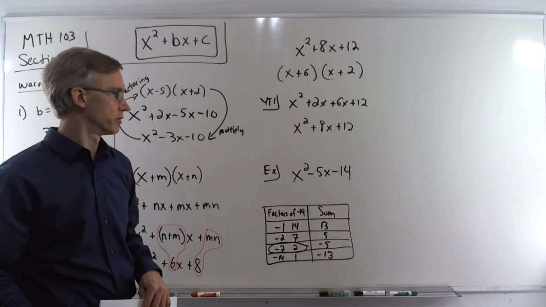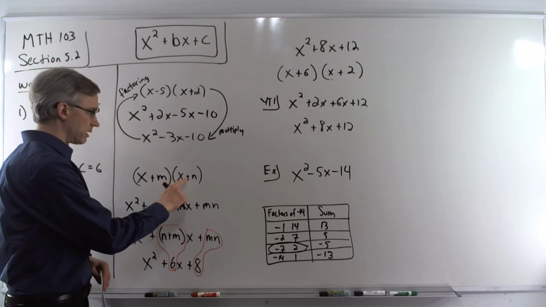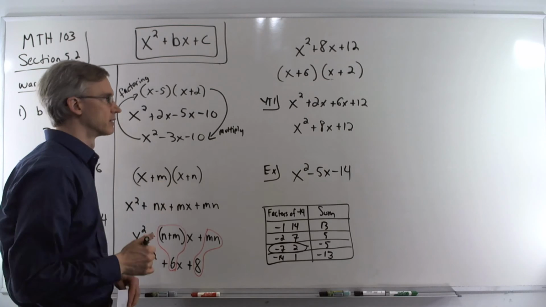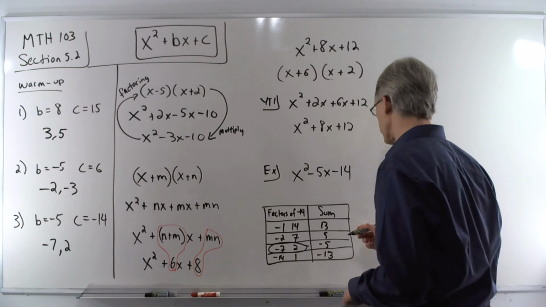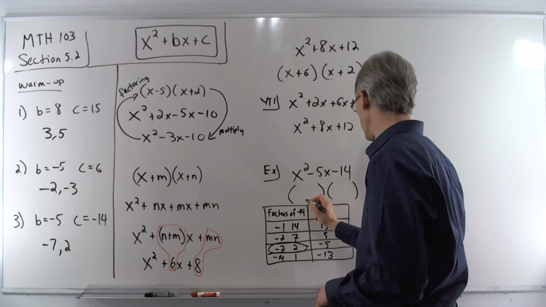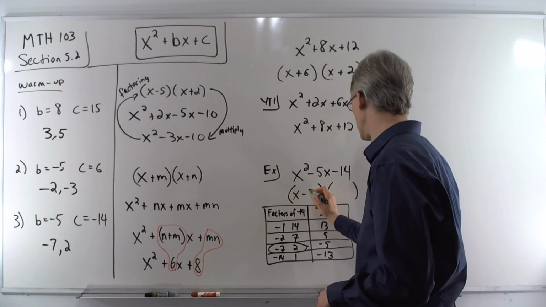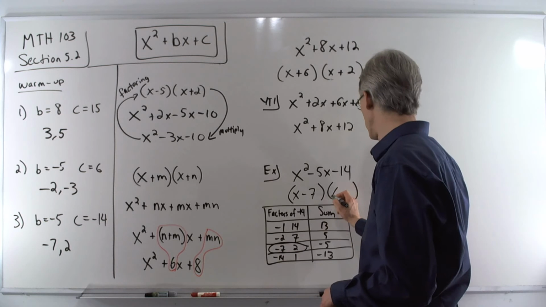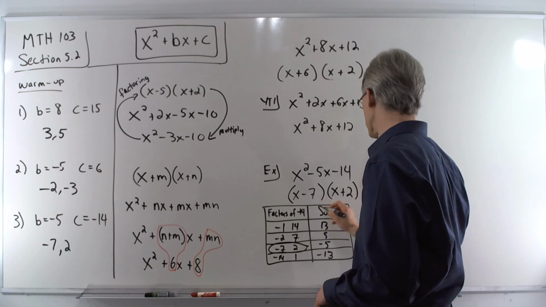So now we're going to take those two numbers and put them into the binomials. So that means the factored form is, we always have the x here, minus 7, put the number there, always have an x here, plus 2.